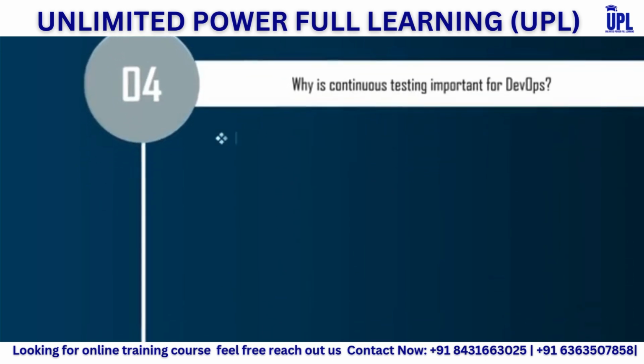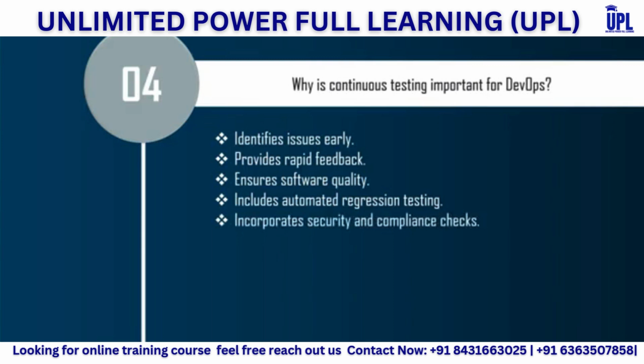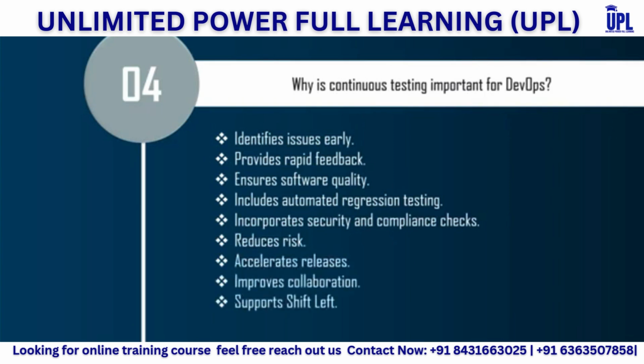Next, we have why is continuous testing important for DevOps? It is important because it identifies issues early, provides rapid feedback, ensures software quality, includes automated regression testing, incorporates security and compliance checks, reduces risk, accelerates releases, improves collaboration, supports shift left, and optimizes testing resources.